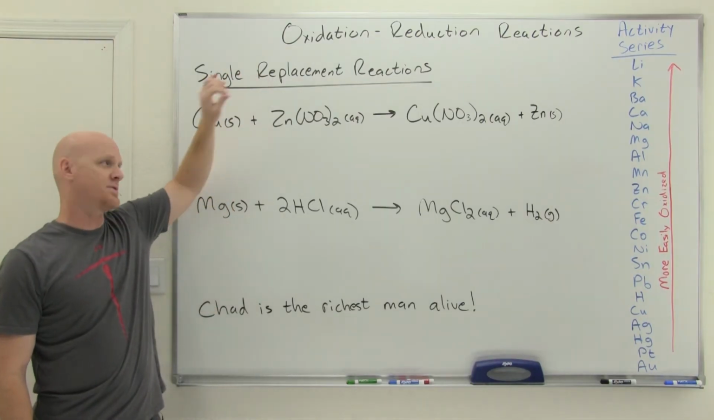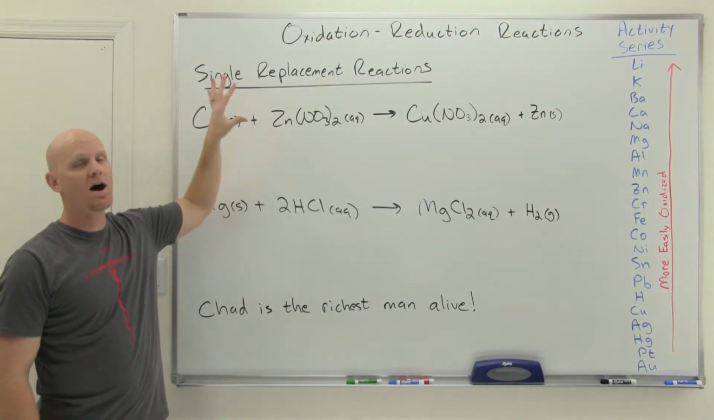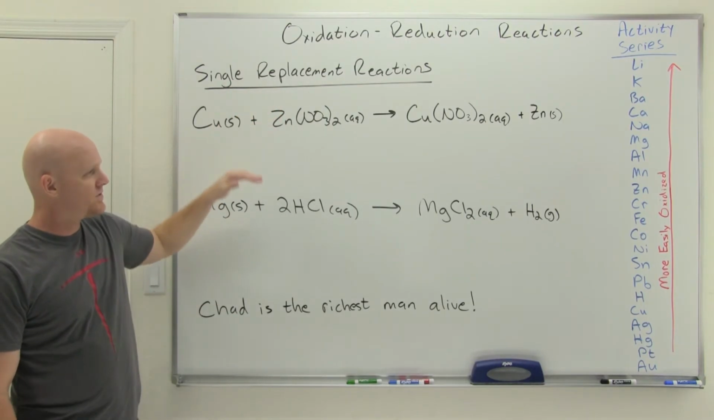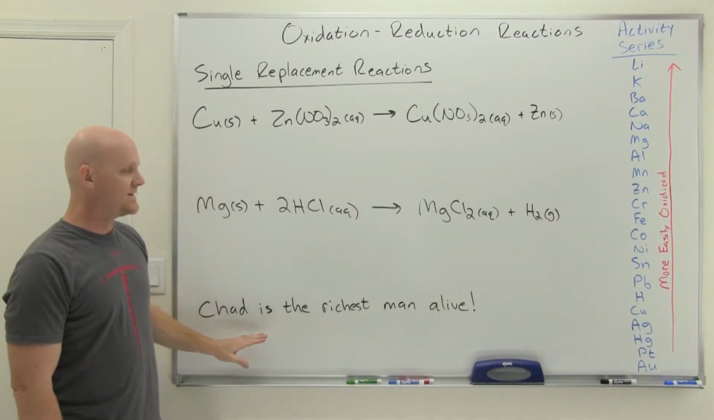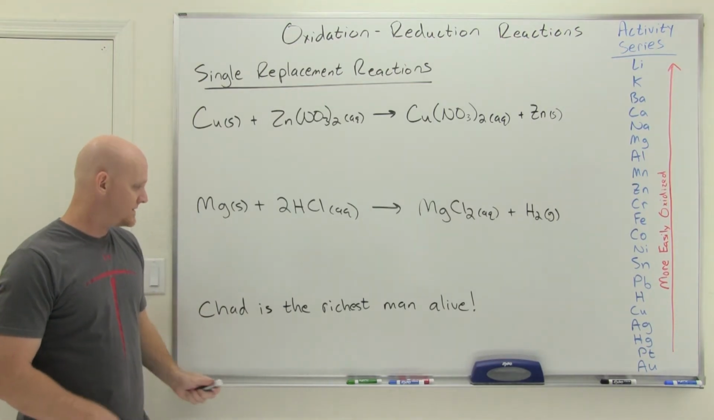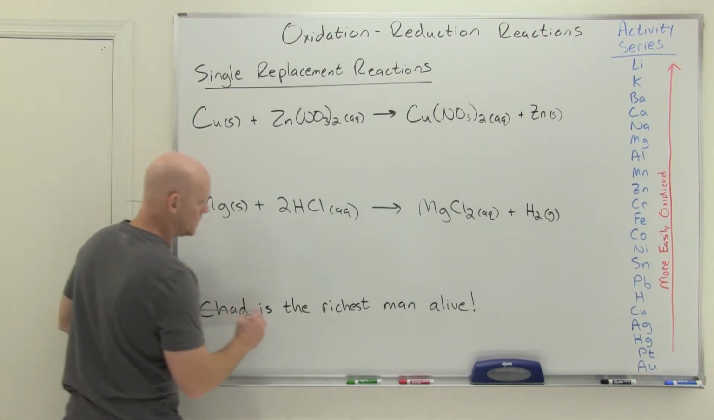So now we just want to take a couple of minutes and talk a little more about single replacement reactions, the reactions we introduced in the last lesson. And again, these are a type of oxidation reduction reaction. Now, I've got a couple here, and I've given you this activity series, and then I've got this lovely statement down below that I'm sure you've already noticed. And unfortunately, this statement right here is not true.